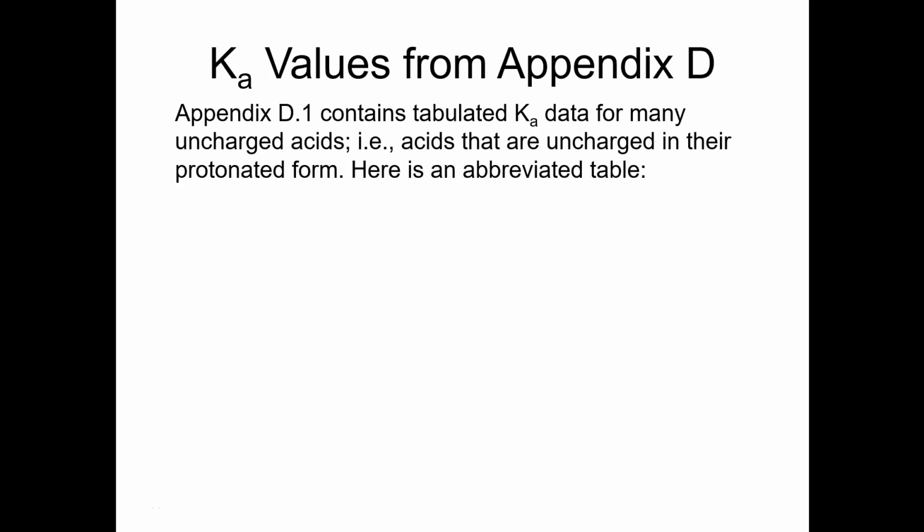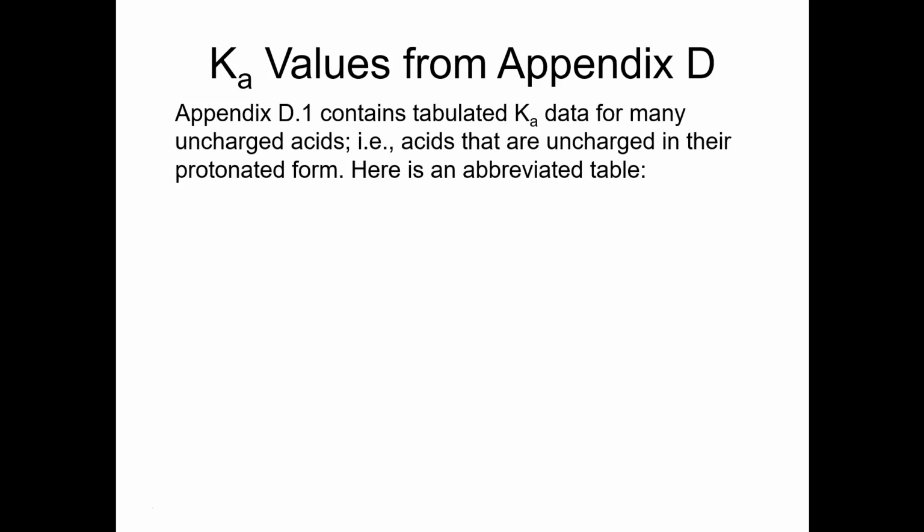This is our last QOD for chapter 16, and it largely concerns itself with manipulation of tabulated data, specifically various manipulations involving the Ka and Kb data that you can get out of Appendix D.